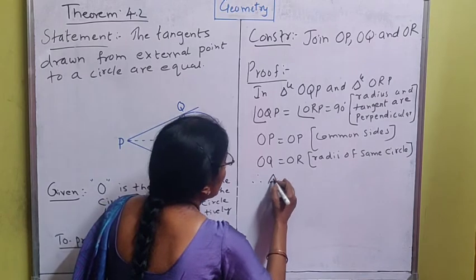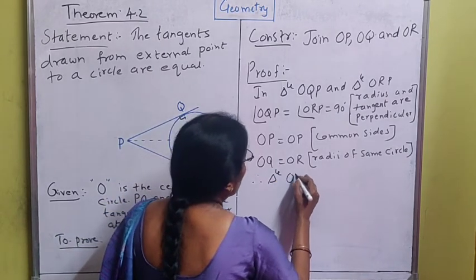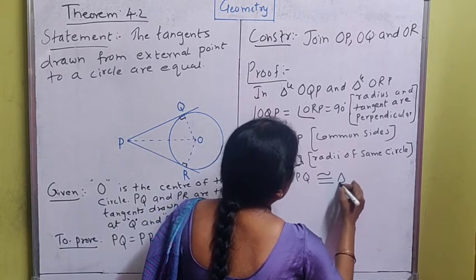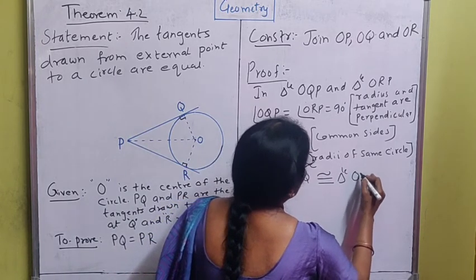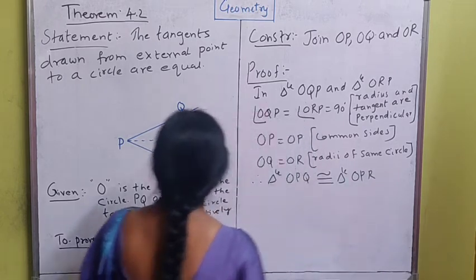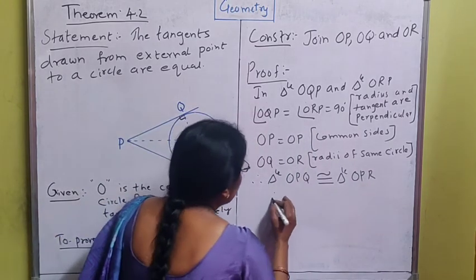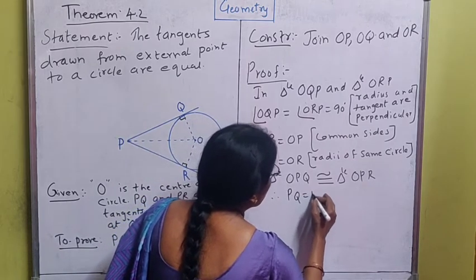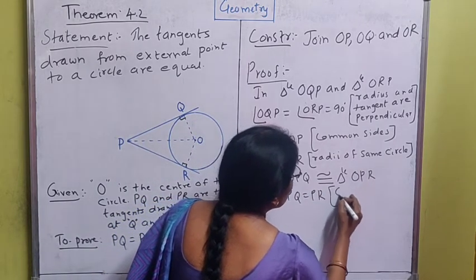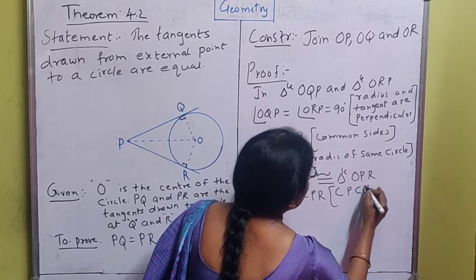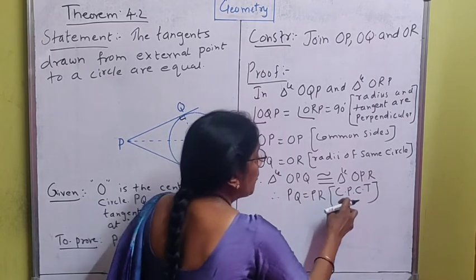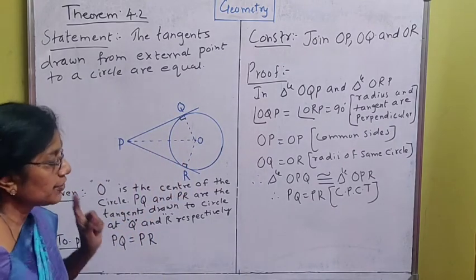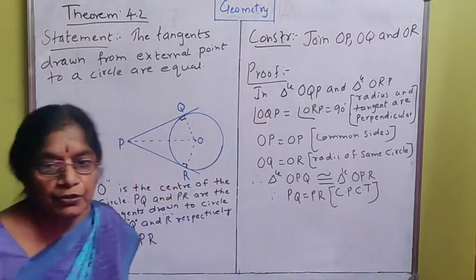Therefore, triangle OPQ is congruent to triangle OPR. Therefore, what we have to prove, PQ is equal to PR, follows by CPCT, which means common parts of congruent triangles. So we wanted to prove PQ is equal to PR, and we have proved PQ is equal to PR.